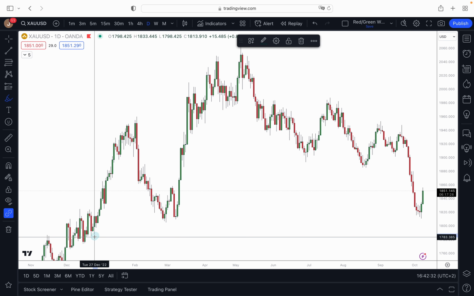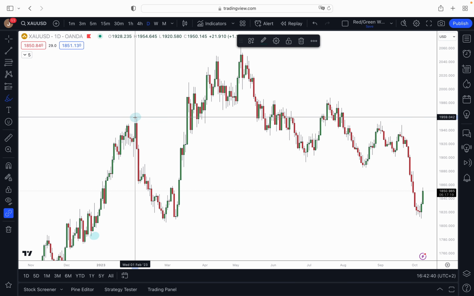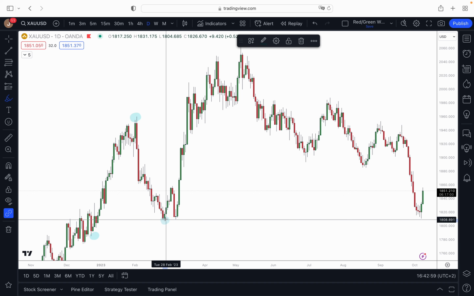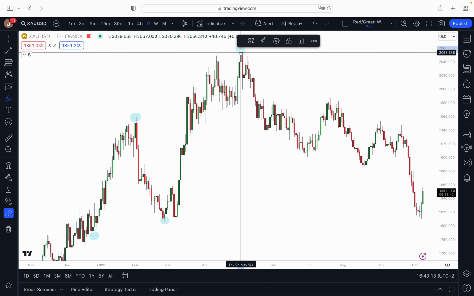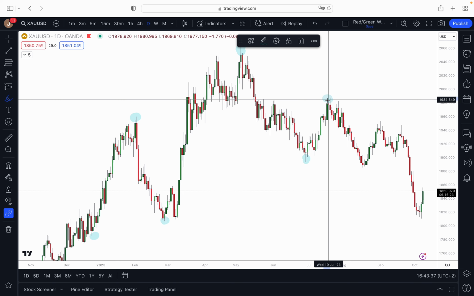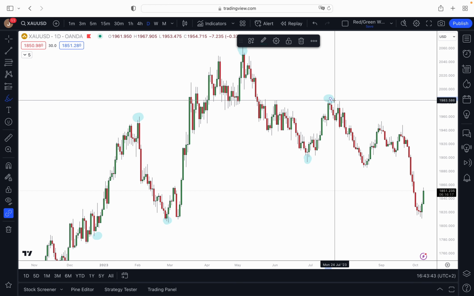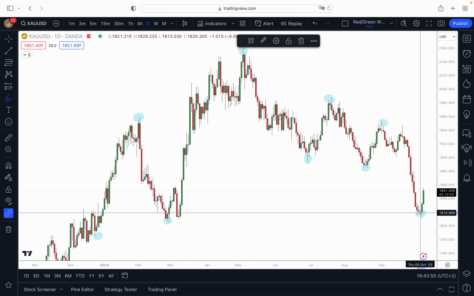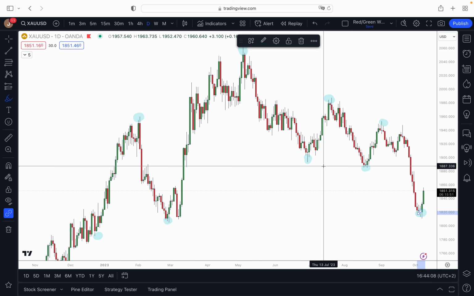We started with lows right here. We had a higher high right here. Then we made a higher low. Then we had a higher high right here, higher low. Here we saw the wicks and made a lower high, lower low, lower high, lower low. And now we go into the internal structure.